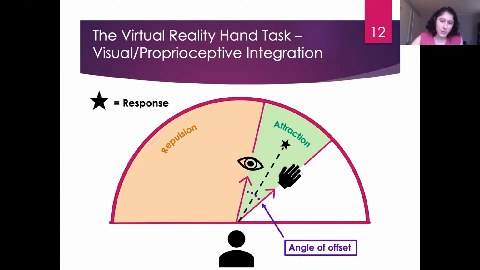The alternative is that they have some attraction here. So again, this is where the dots were actually moving, and this is where they perceive them to be. And we call this attraction because their perception was attracted towards the direction of their hand movement over here.